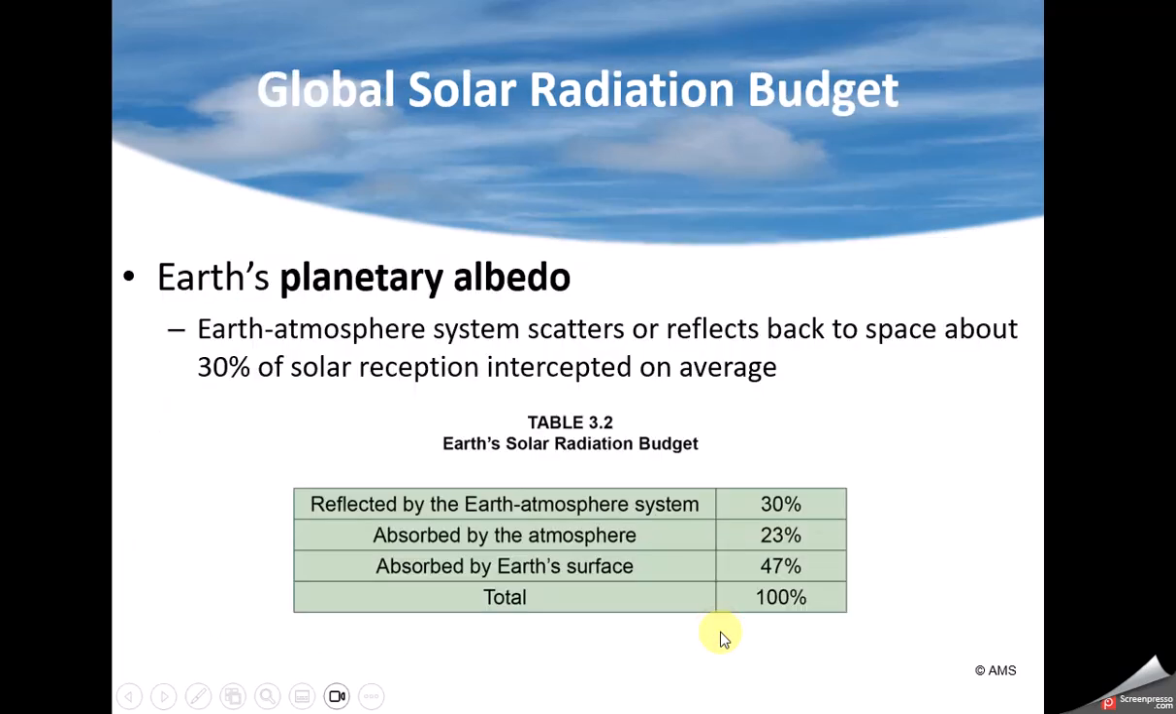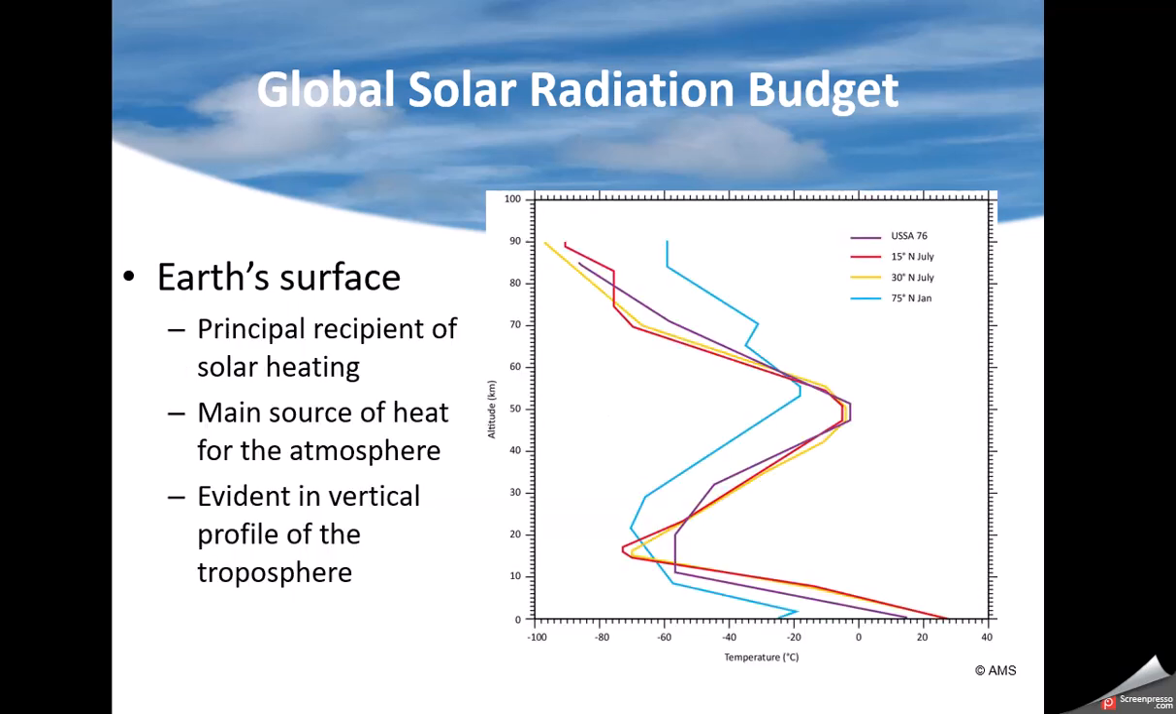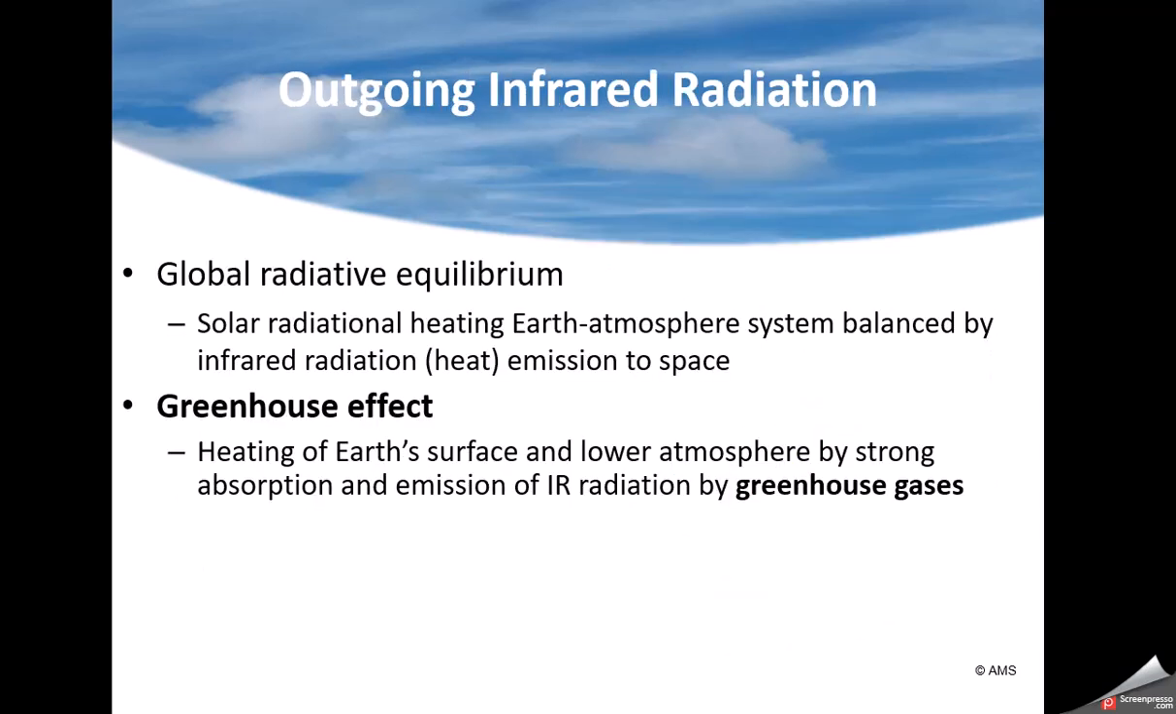So here's basically the ratios. About 30% is reflected, another 23% is absorbed in the atmosphere, and another 47% on the Earth's surface. And here is a global energy budget because of that. All right, there's another aspect to this.